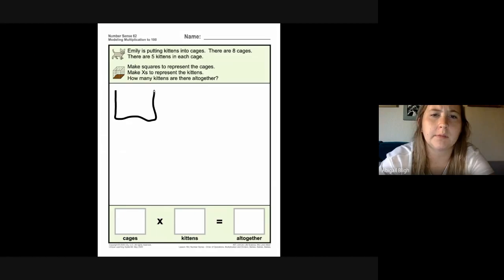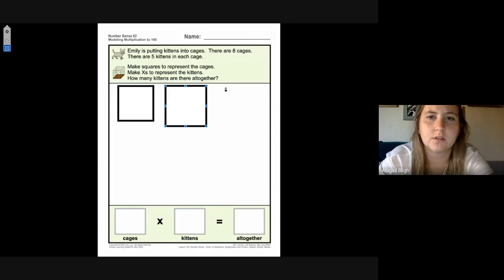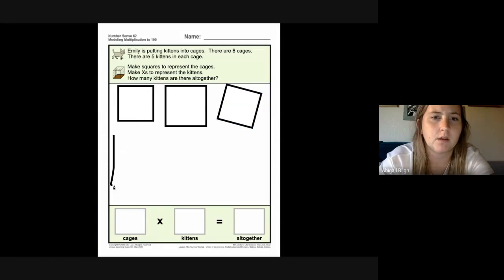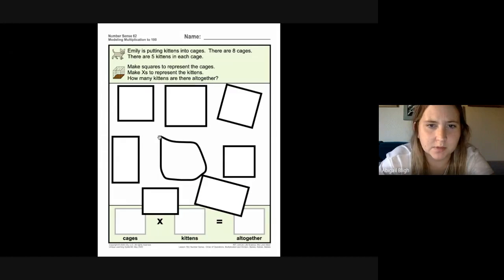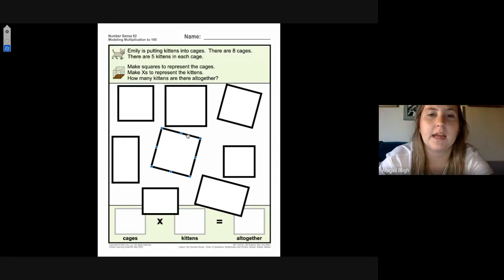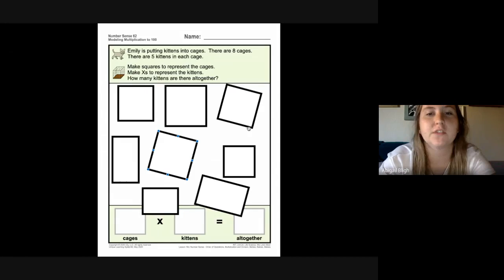Cages. So I'm going to make them like this. These are not very good squares. Oh, there we go. 1, 2, 3. That's okay. 4, 5, 6, 7, 8. All right, I don't know why I didn't make this one nicer. Okay, so I made 8 cages, even though they're all different sizes, that is okay.